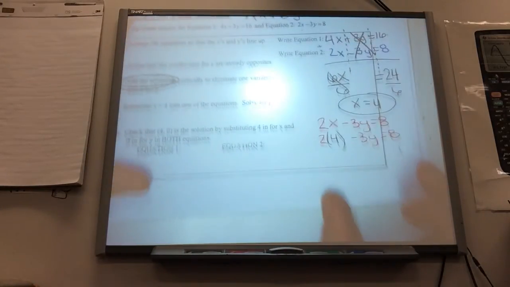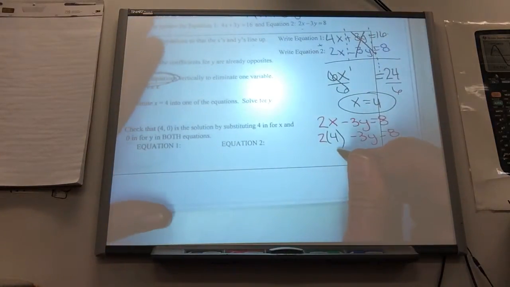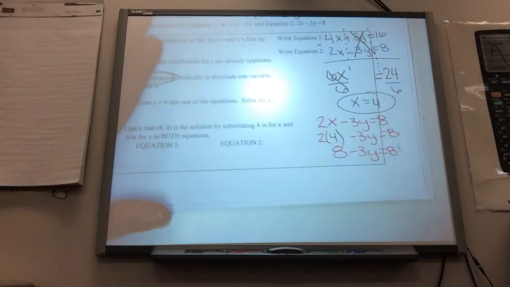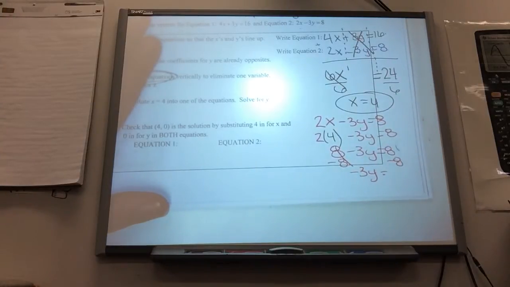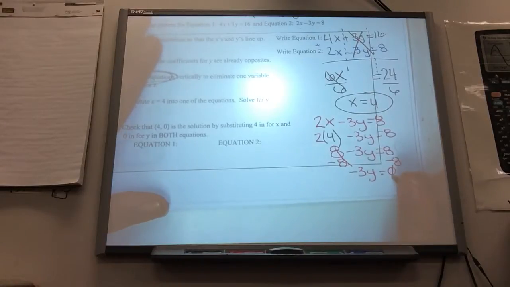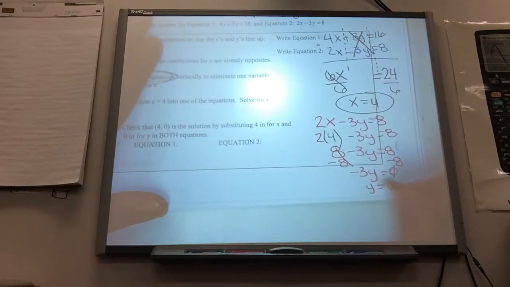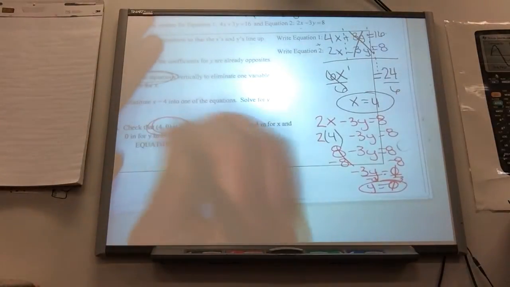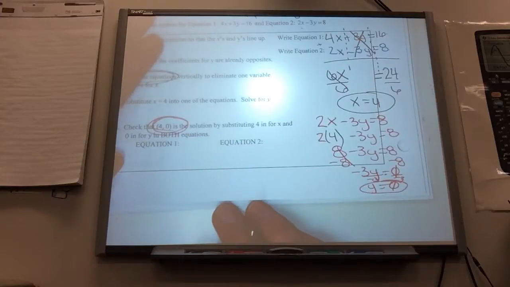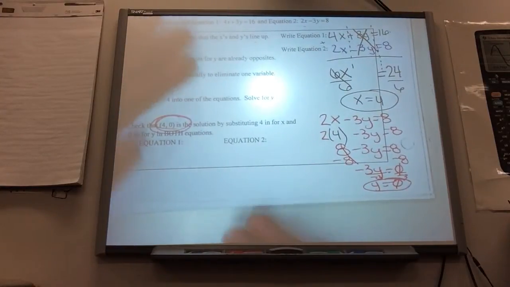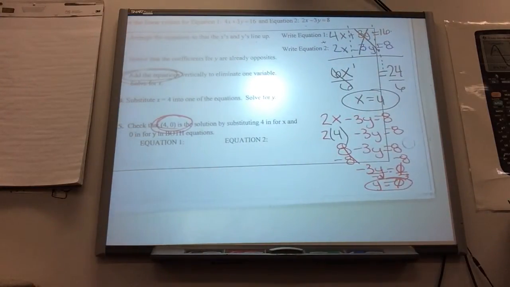What's 2 times 4? 8. 8 subtract 3y equals 8. To solve for y, subtract 8. And what happens? -3y equals 0. So y equals 0, because when I divide by -3, it's still going to be 0. So it says, check that (4, 0) is a solution by substituting 4 in for x and 0 in for y in both equations. Before we do that, I will give you time to write now that you have absorbed.